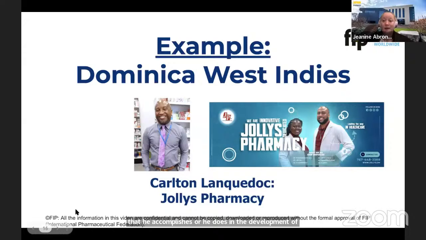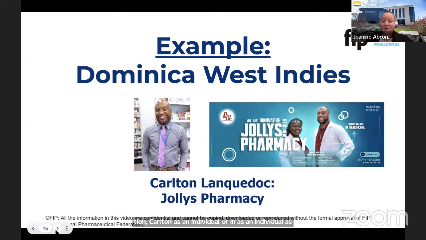When we are walking around Dominica and we are going to different activities with him, everybody knows him and everybody is saying hi to him because he's really become an integral member of the community. And Jolly's Pharmacy, if you look them up, has won a lot of different awards with the Caribbean Pharmacist Association, Carlton as an individual, Orin as an individual as well, again, for their innovative services.